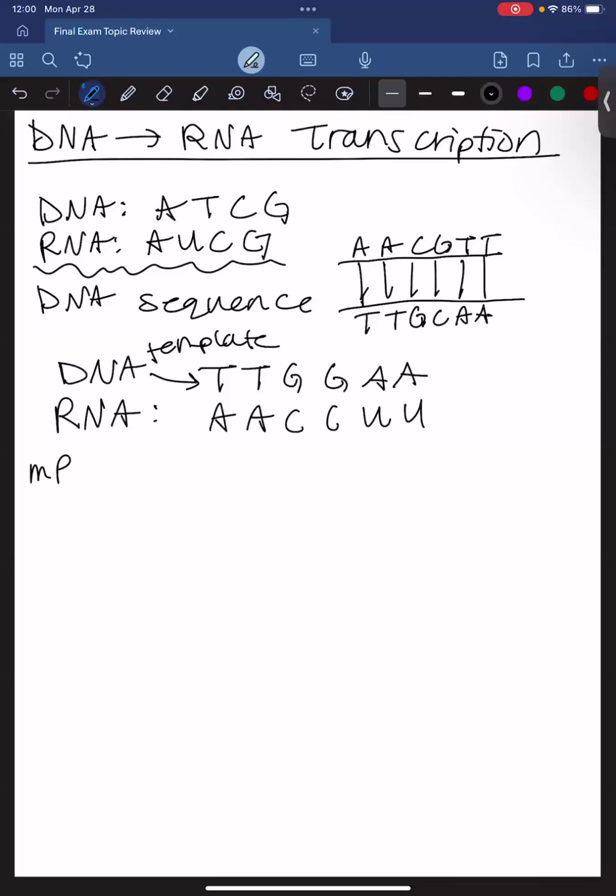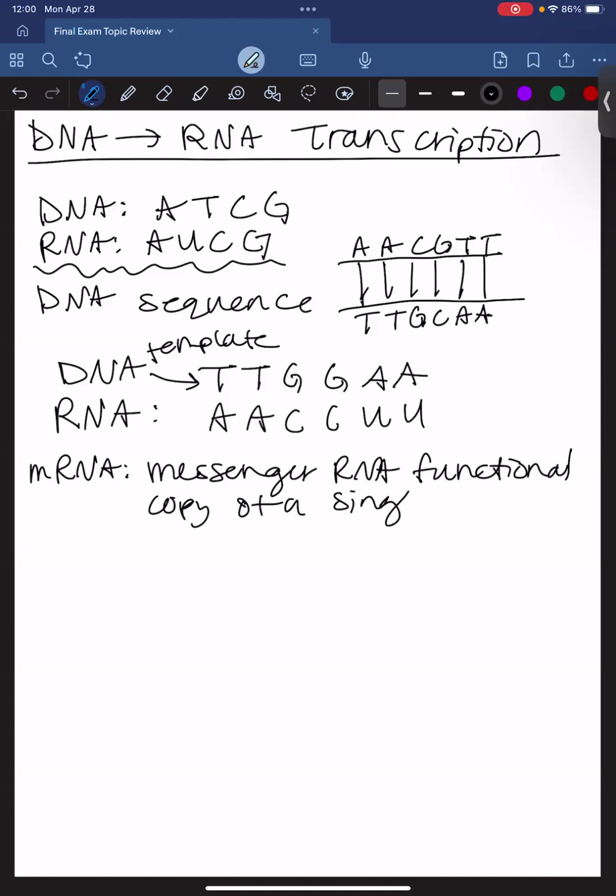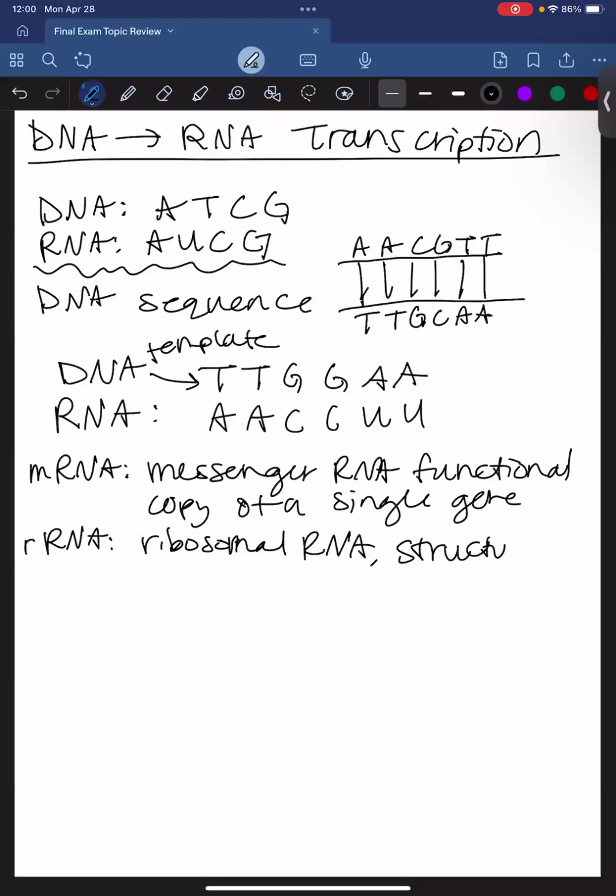And so mRNA is the messenger RNA, a functional copy of a single gene. What's rRNA? It's ribosomal RNA, part of the structure of the ribosome, which we'll talk about in the translation part. And also important with that will be tRNA.